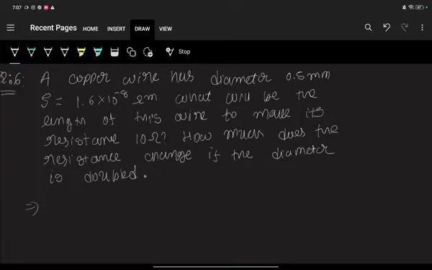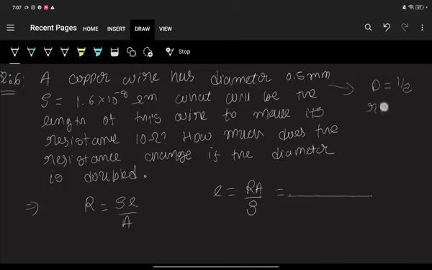R equals to rho L by A. So first we find R equals rho L by A. That means L is equal to RA upon rho. Now the area A we find. Diameter is 0.5, that means the radius will be 1 by 4. So its area will be pi r square, that means pi by 16.